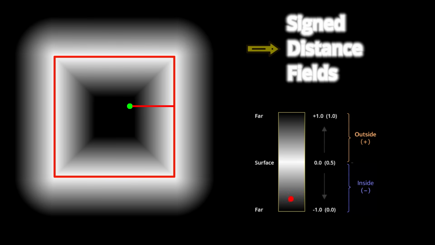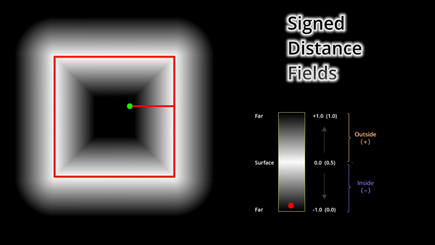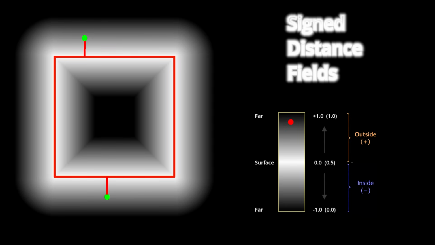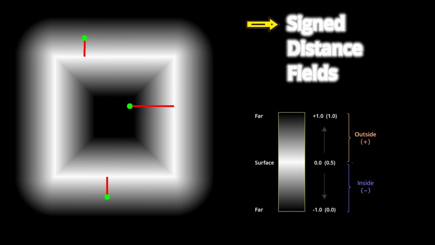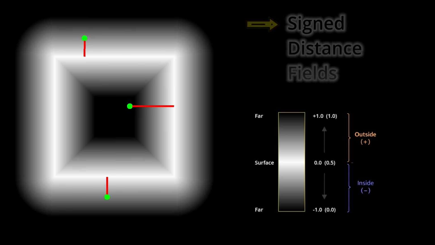On the inside of the square, these distance values are negative. Outside the boundaries, the distance values are positive. And right on the edge of the shape, that distance is 0. That's the signed part of the signed distance field. Cool, so with just that single value, we'll know how far away any selected pixel is from the shape, and if it's inside or outside of the shape.